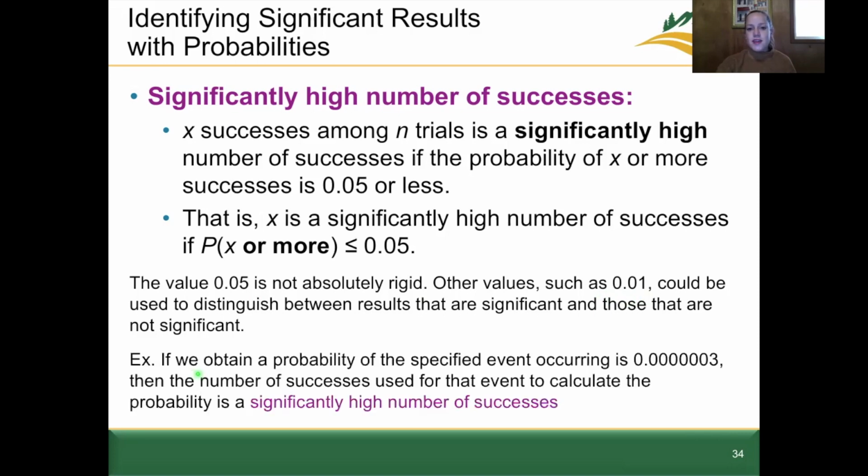Let me talk through this example too. So if we obtain a probability of the specified event occurring using this X number of successes and using N number of trials, we get a probability value of 0.0000003. That means that the number of successes used to calculate that probability is a significantly high number of successes.